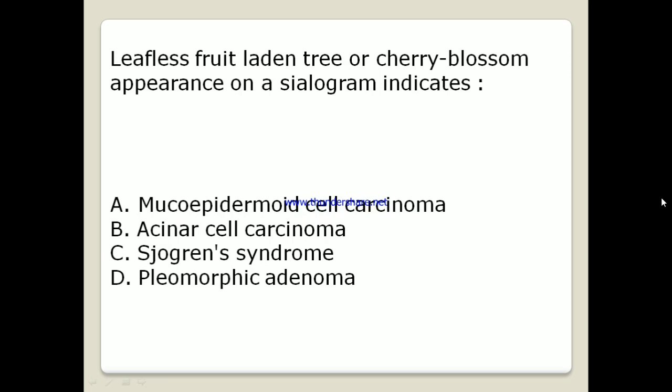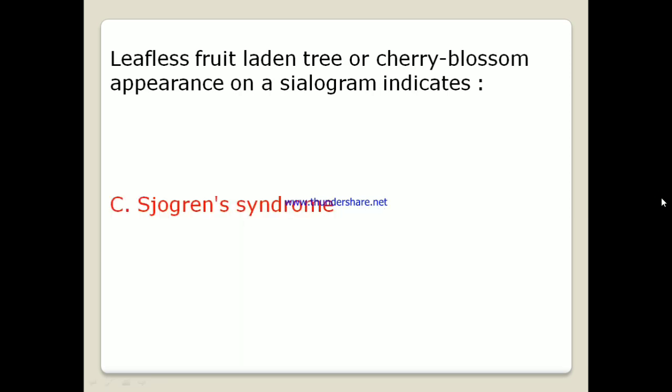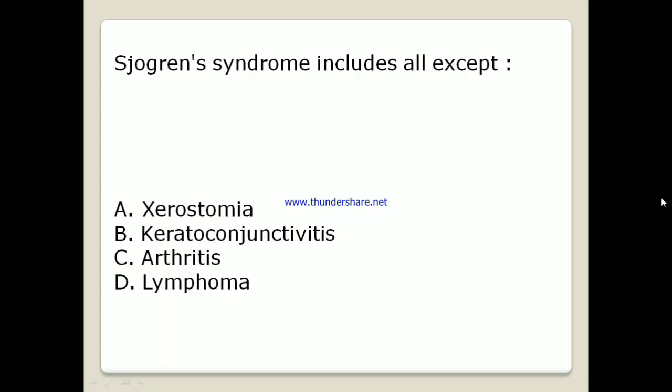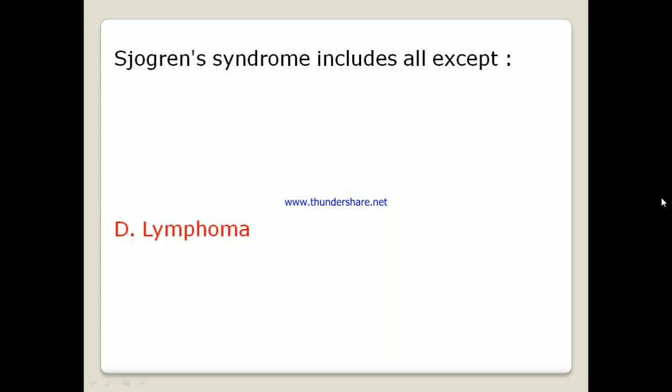Leafless fruit-laden tree or cherry blossom appearance on a sialogram indicates: A. Mucoepidermoid carcinoma, B. Acinar cell carcinoma, C. Sjogren's syndrome, D. Pleomorphic adenoma. Answer: C, Sjogren's syndrome. Sjogren's syndrome includes all except: A. Xerostomia, B. Keratoconjunctivitis, C. Arthritis, D. Lymphoma. Answer: D, lymphoma.